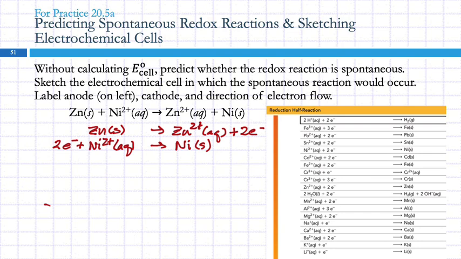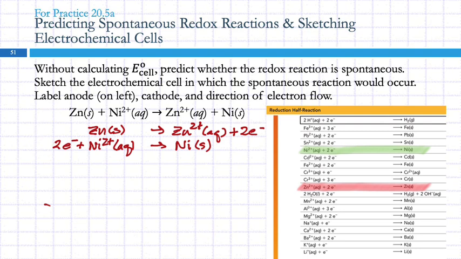So let's find the nickel one. There it is. And then the other one is the zinc. Let's find that one. This is the one that's shown in the forward direction. If I then take anything below it and flip the direction and change the sign, I don't need to know what the numbers are. When I add them together, it'll be positive. So this is spontaneous in the direction as written.